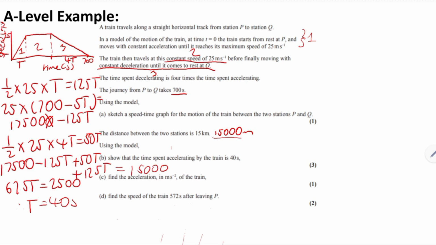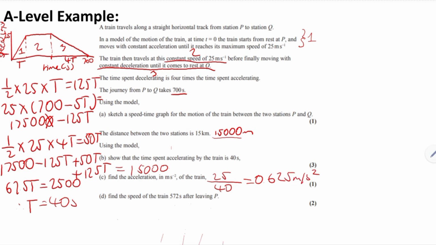Now for part C, we need to find the acceleration in meters per second squared of the train. We know that the time taken for the acceleration part to get to 25 meters per second is 40 seconds. So all you need to do is the speed reached, which is 25 meters per second, divided by 40. And when we do that, we will get 0.625 meters per second squared.